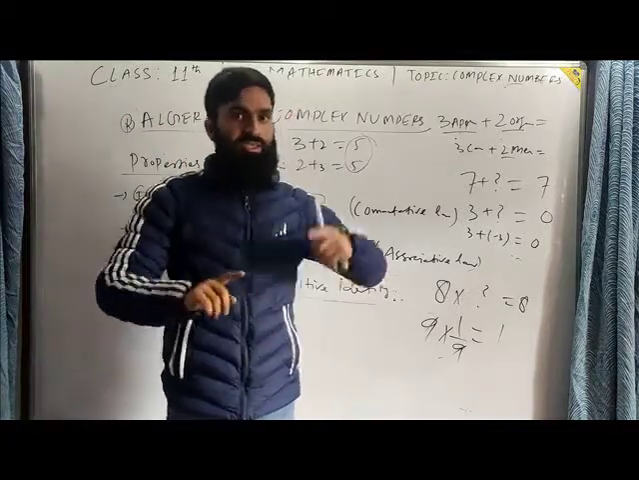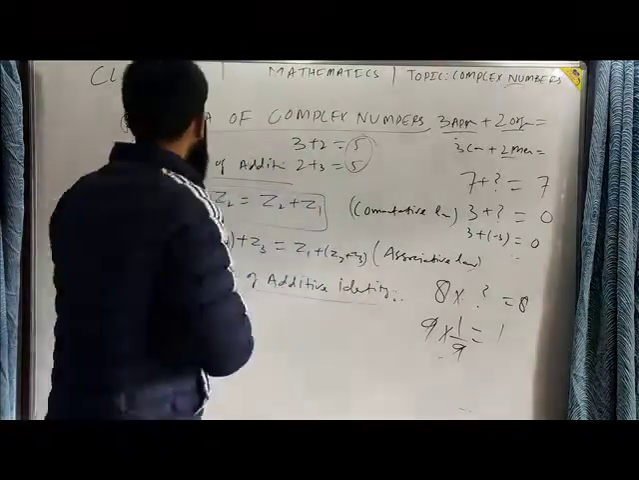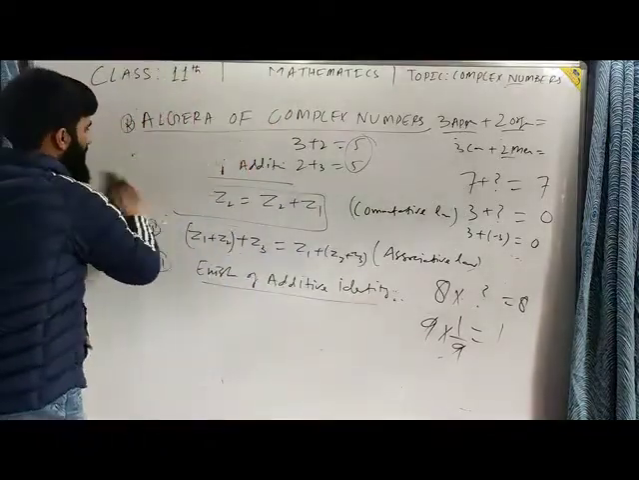So additive inverse is the negative of a number. Multiplicative inverse is the reciprocal of a number. That's it. So these are the concepts regarding the four things.